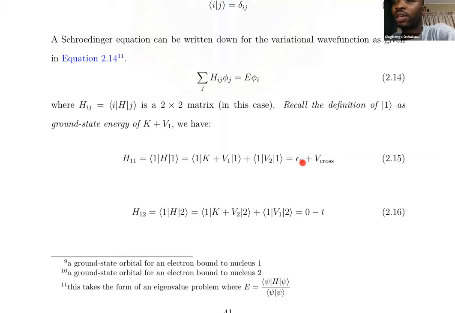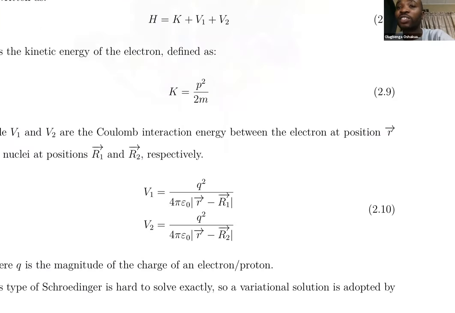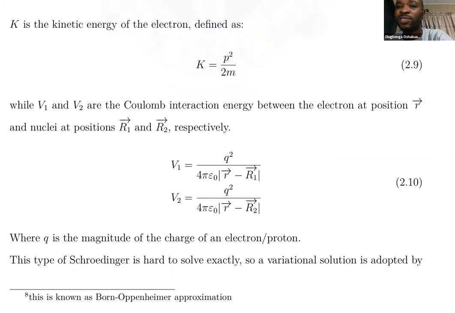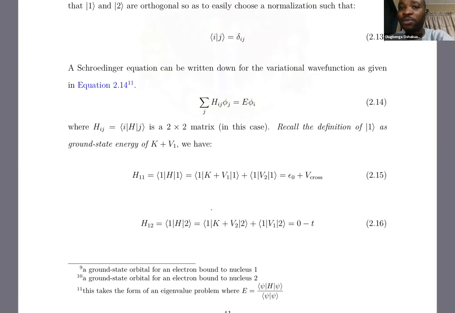When you look at this, this epsilon naught is different from the epsilon naught we had while talking about the Coulombic interaction energy in the previous slides. The epsilon naught there gives information about the permittivity of free space. They are the same symbol, but their font types are different. This one is telling us about the ground state energy of the system.